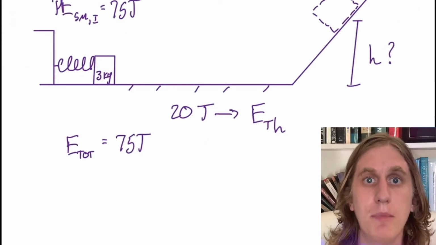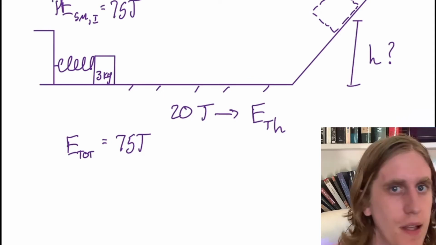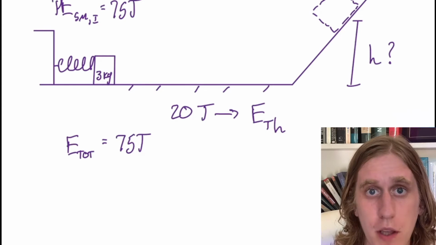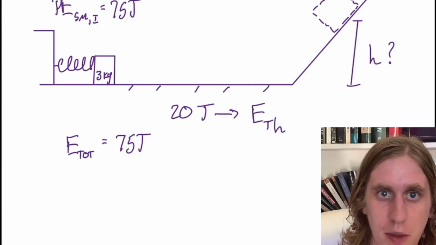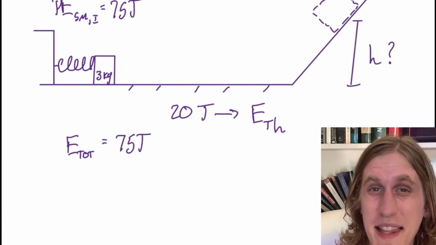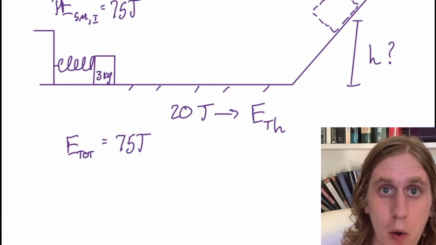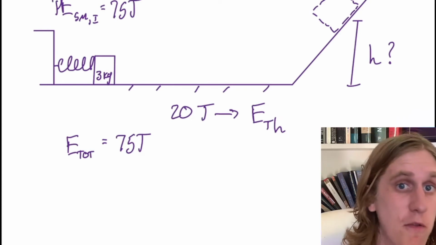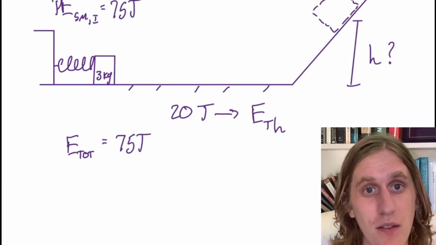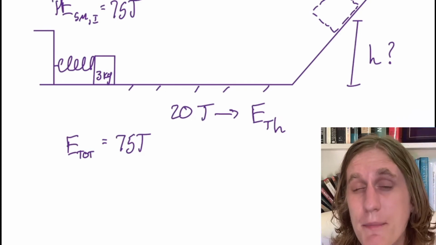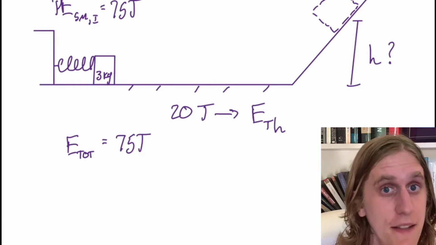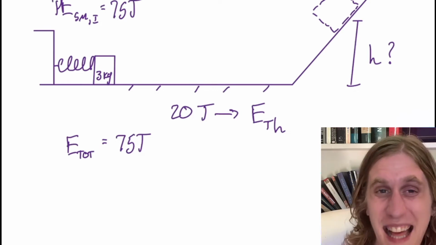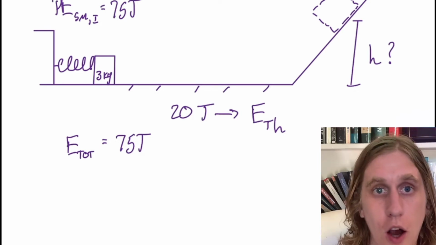So what about when the block reaches its highest point? Well, we know that the spring potential energy doesn't exist anymore. The spring released all that energy when it launched the block. We also know that the kinetic energy of the block is 0. It's at its highest point, and so it's momentarily coming to a stop before turning around to slide back down the hill. We also know that the block has thermal energy. Specifically, it has 20 joules of thermal energy.